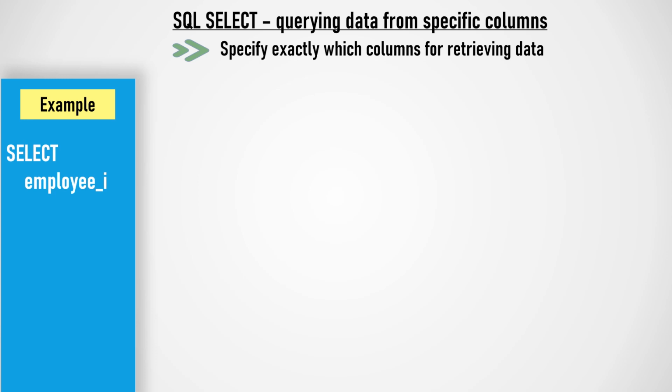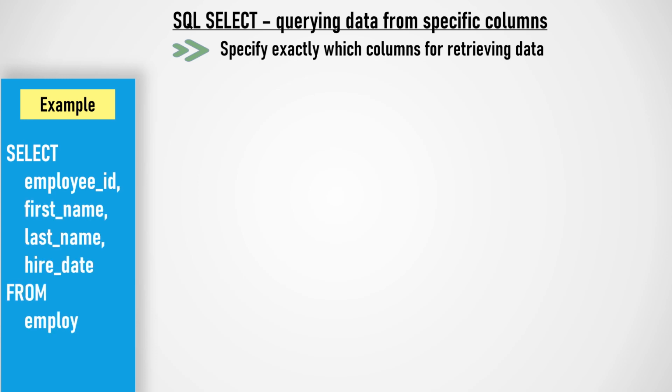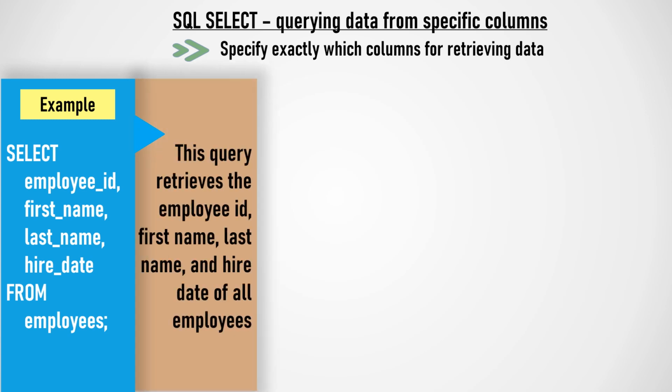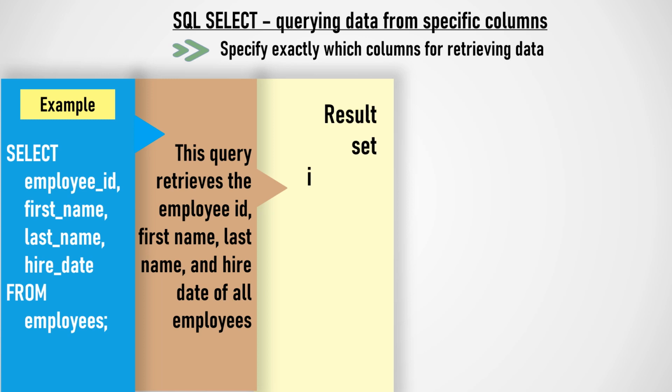Example: SELECT employee_id, first_name, last_name, hire_date FROM employees. This query retrieves only the employee ID, first name, last name, and hire date of all employees. The result set includes only the 4 columns specified in the SELECT clause.